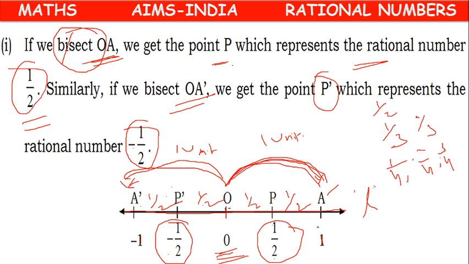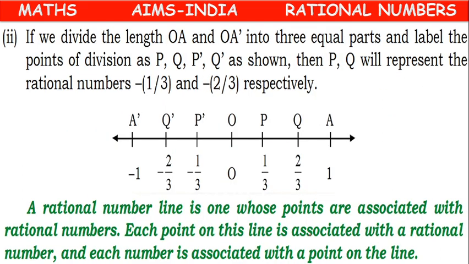So in between the integers, we can represent rational numbers. Now, if we divide the lengths OA and OA dash into 3 equal parts and label the points of division as P, Q, P dash, Q dash, then P and Q represent the rational numbers 1 by 3, 2 by 3. P dash, Q dash represent the rational numbers minus 1 by 3, minus 2 by 3 respectively.